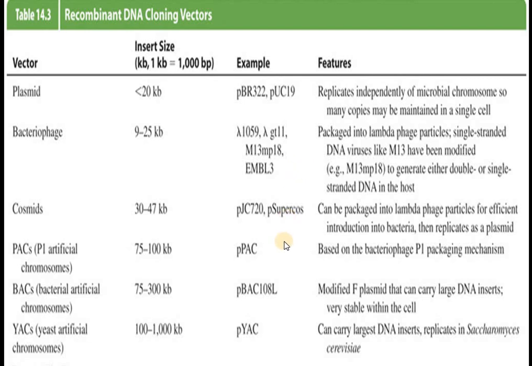Then cosmids are made from the above two. A combination of plasmids and bacteriophage will result in cosmids. Just remember, yeast artificial chromosome vectors can be inserted with the highest amount of DNA, and plasmids with the lowest amount of DNA. This is important for GPAT.